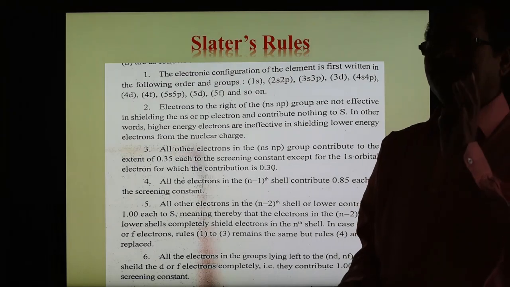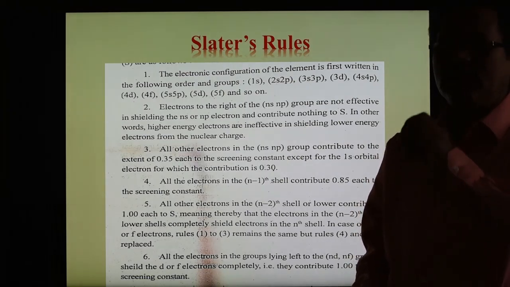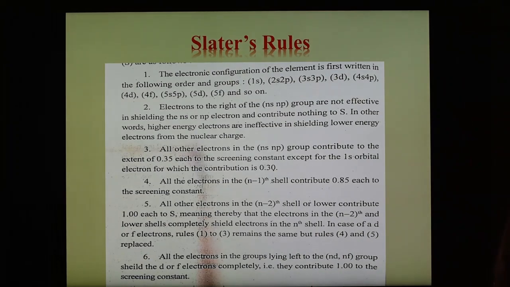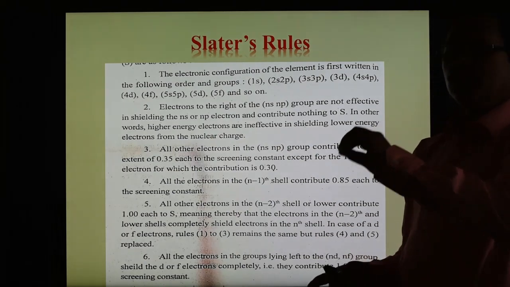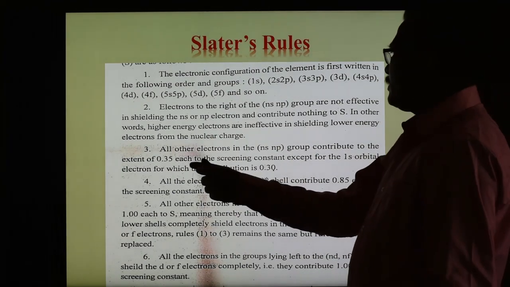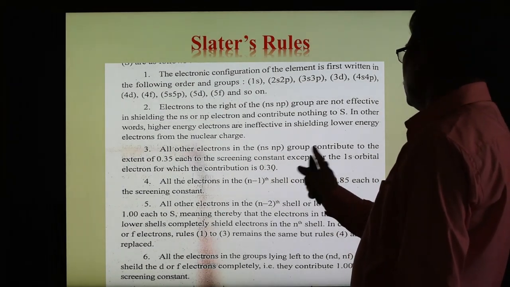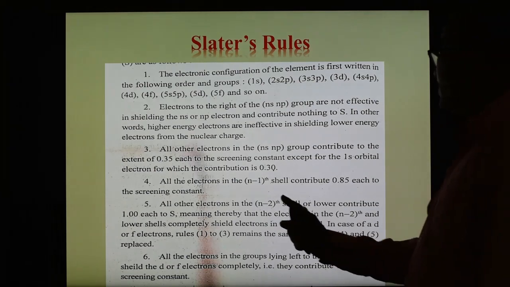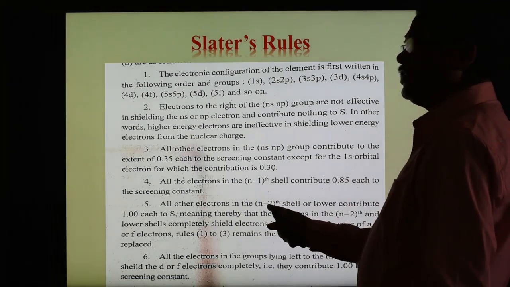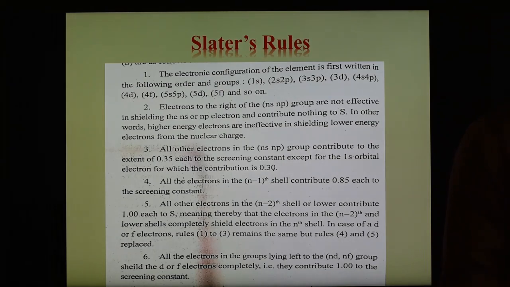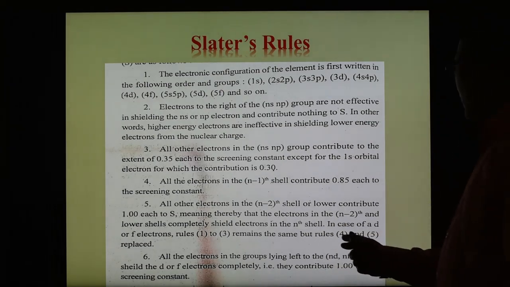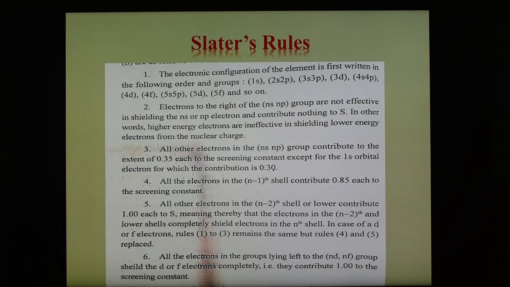Number 1 is to write the electronic configuration of the element in the order and in the groups shown here. Second, the last electron of the element does not contribute to the screening constant. Third, 0.35 is the contribution for each electron present in the ns-np group, except the 1s orbital, for which the contribution is 0.30. Then 1 is the contribution for each electron present in the n-2 group and all the lower groups, and for the nd-nf group the contribution is also 1. All the electrons lying below the nd-nf group contribute 1 to the screening constant.